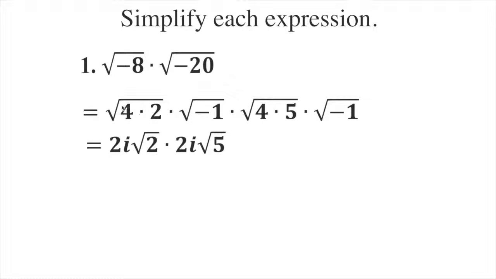Now let's talk about that just for a second. Square root of 4 is 2. This is my i, and then I'm left with square root of 2. Over here I've got the square root of 4, which is 2, and this is my i. Then I'm left with just the square root of 5.